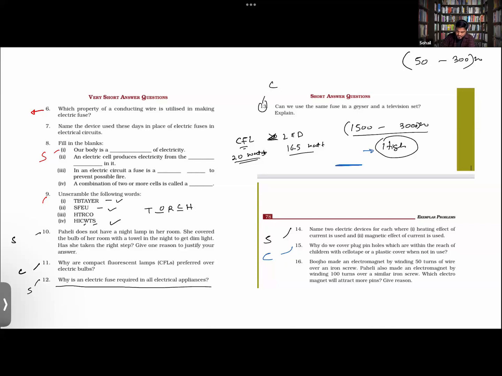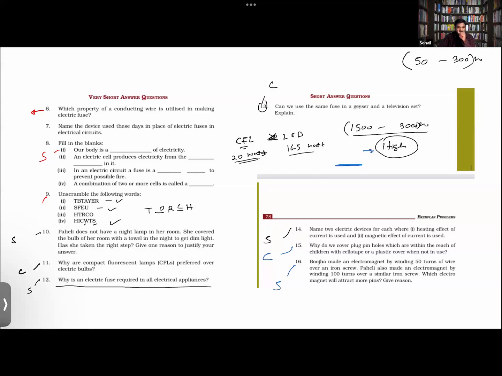Question number 15. Yeah, Chakrika. Can I have 2 seconds? Okay, take your time. Sundus, you also read question number 16. Oh yes, sir. I think I can answer it.